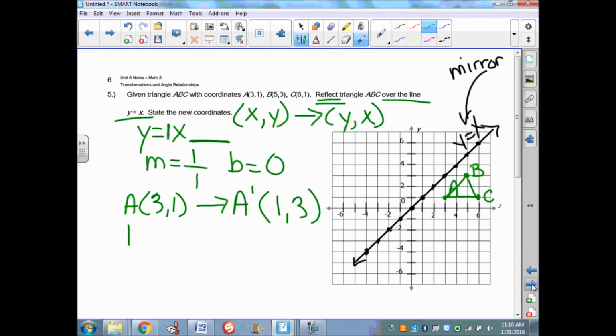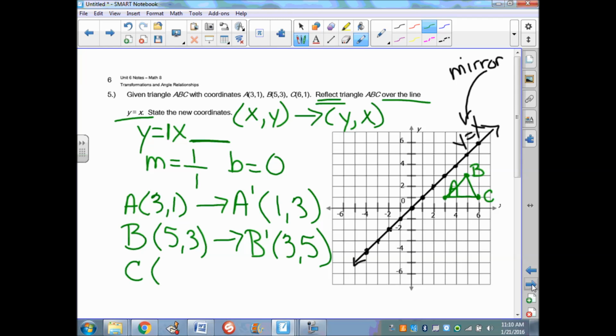B is 5, 3. When I reflect it in the line y equals x, what is its image? What's B prime going to become? Flip-flop that 5 and 3 and make it 3, 5. Then let's do that last one. C is 6, 1. And what is its image going to become? Again, flip them, switch them. 1, 6. Now let's go and plot those new points.